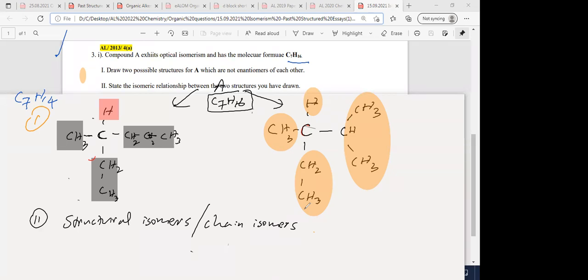Constitutional isomers, then the structural isomers, then the other side I put the stereoisomers, then enantiomers and geometric isomers. Okay, then next part, B and C.